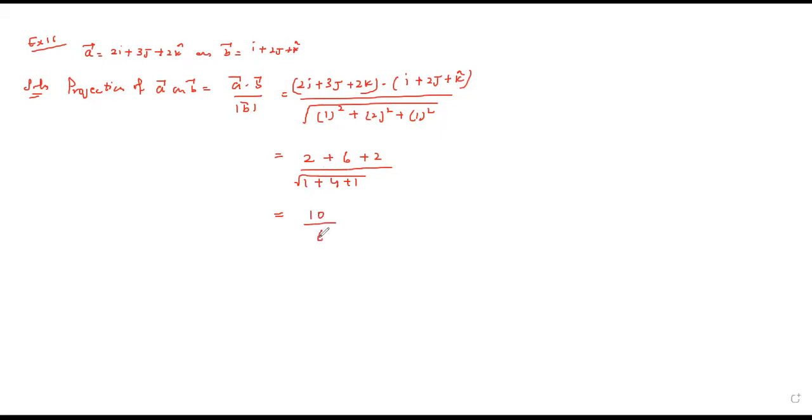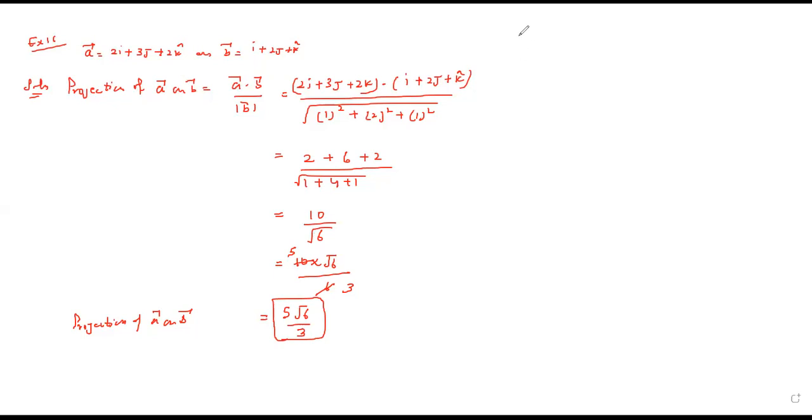which implies 10 upon under root 6, which is equal to 5 under root 6 upon 3. This is the projection of vector A on B. If you know the formula, it is too easy to solve the question. Any doubt in this question to any student?